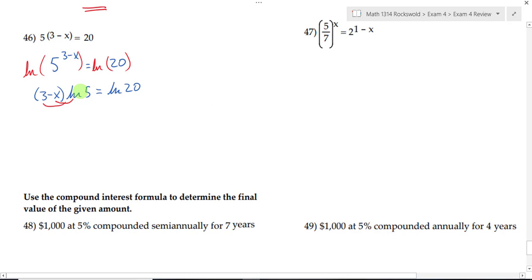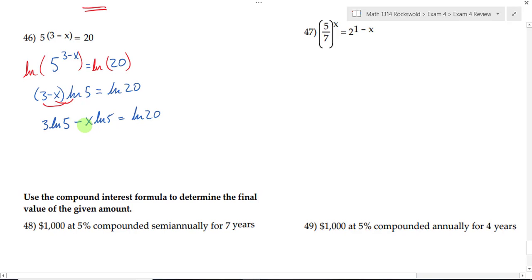This is confusing because you see letters mixed in with numbers, but natural log is a mathematical operation just like square root or addition or subtraction. So this is just a number. The natural log of 5 is a number. So when I distribute this, I get 3 natural log 5 minus x natural log 5 equals natural log 20.